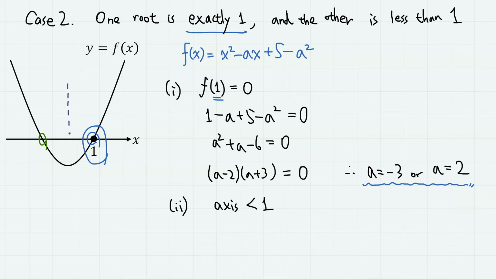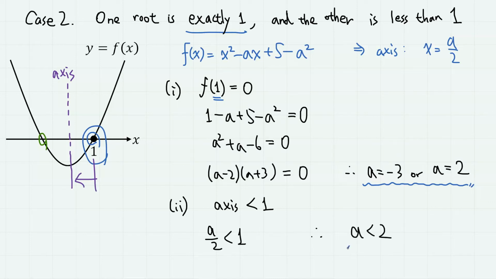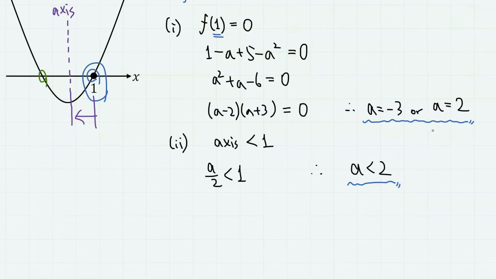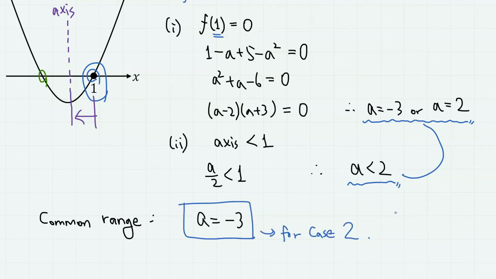And second, the axis of the parabola must be on the left of x equals 1. Since the equation of axis is x equals a over 2, we have a over 2 less than 1. Therefore, we have a less than 2. So we have this condition. So now we have to find the common range between these two, and the common range is a equals minus 3. And this is the possible range, or in this case, the value for a for case 2.